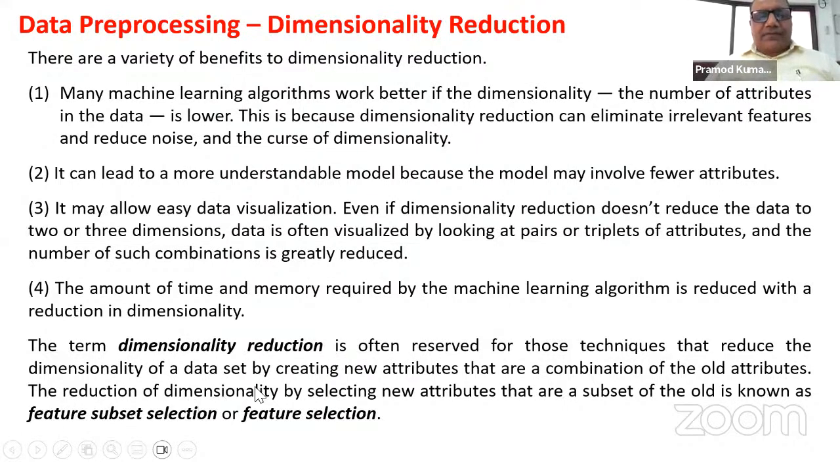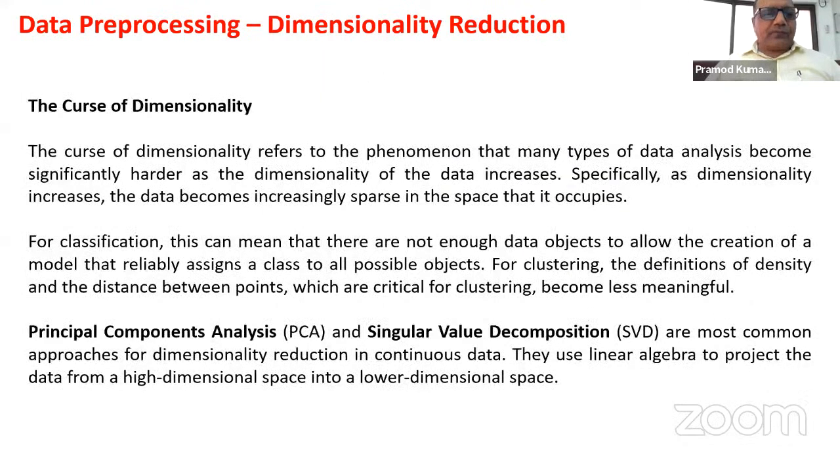The reduction of dimensionality by selecting new attributes that are a subset of the old is known as feature subset selection, or the feature selection that we have discussed earlier also.